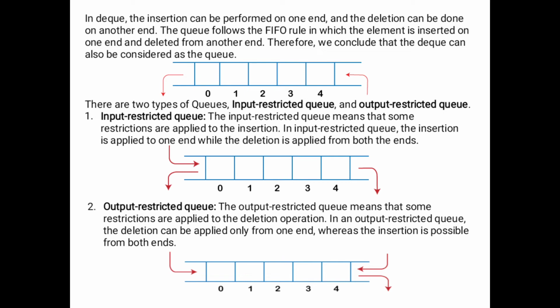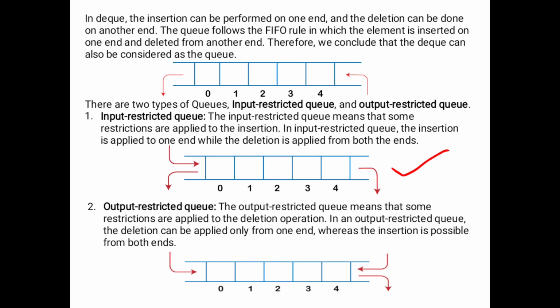Listen to the point. Input restricted queue means that some restrictions are applied to the insertion. Input restriction means applying some criteria or conditions to that queue. So what is that criteria? In the input restricted queue, the insertion is applied at one end while the deletion is applied from both ends. This is a diagram for the input restricted queue. Insertion restricted means inserting data into the queue at only one end.